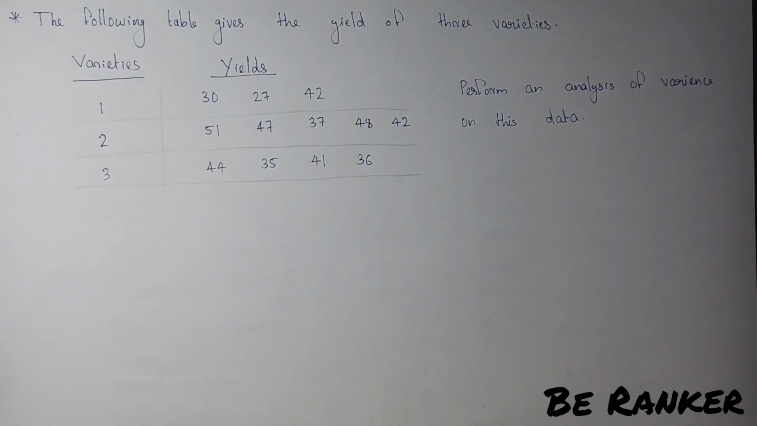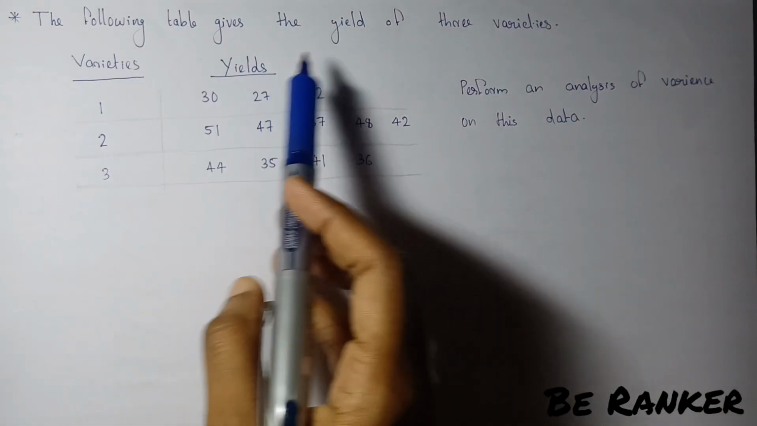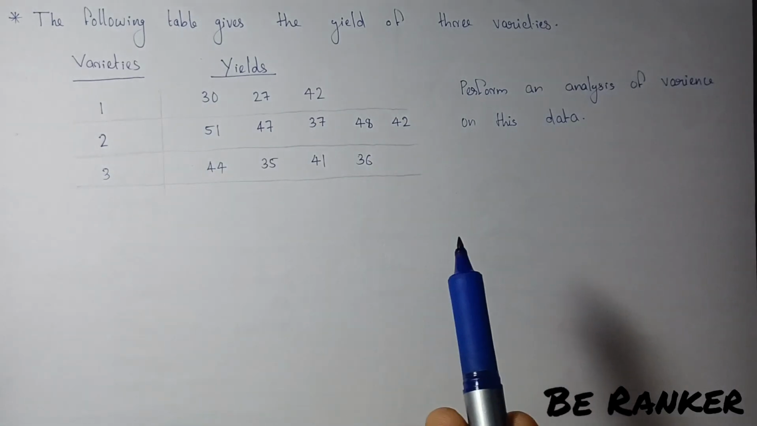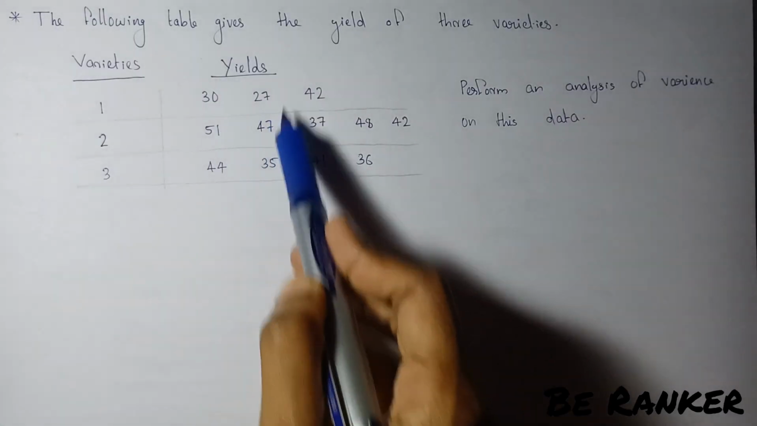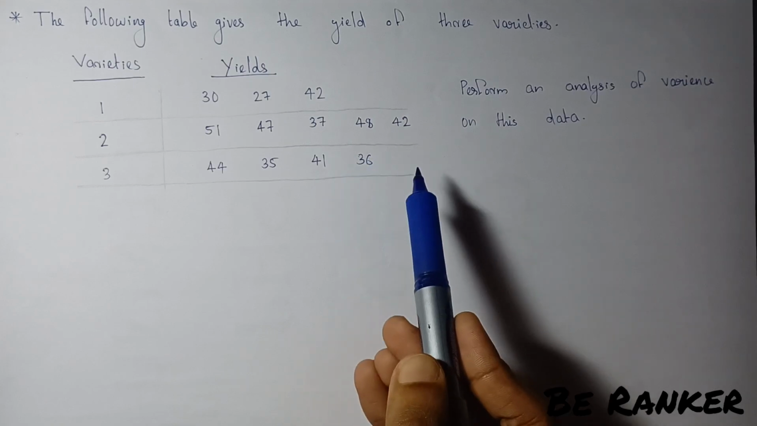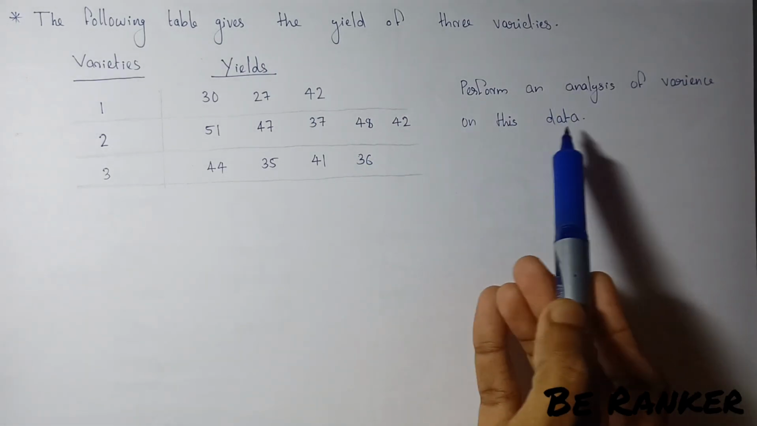This is a problem of ANOVA, analysis of variance. Here the question is, the following table gives the yields of three varieties. These are the three varieties, and these are the yields which are the results of different treatments. Perform an analysis of variance on this data.